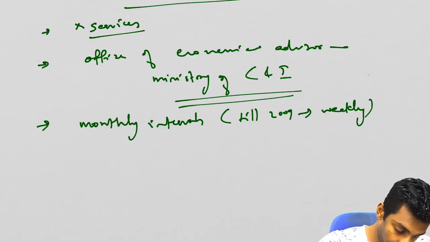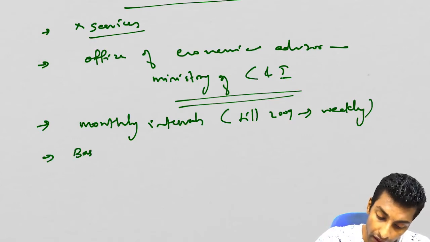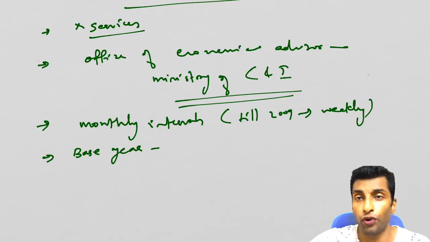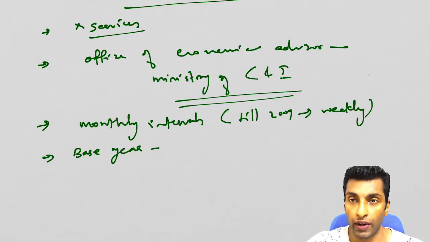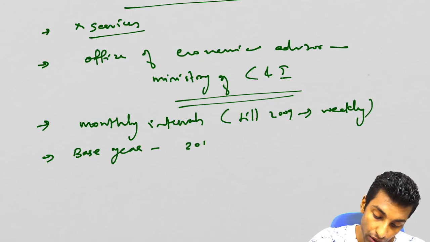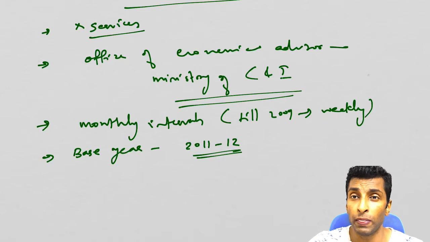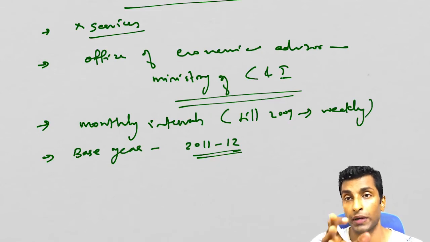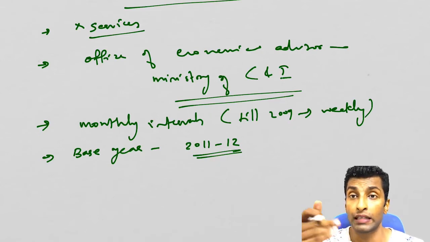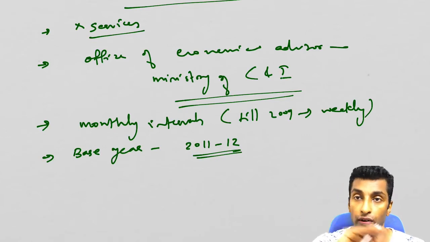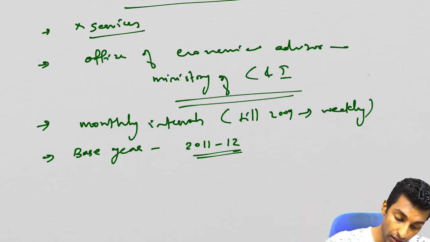Okay, what is the base year? The base year was 2004-05 and it was changed to 2011-12 in 2017. So 2011-12 is the base year of the wholesale price index. Now, just like when we discussed national income, I told you about GDP at constant prices and current prices. Constant price means base year price. So base year price is calculated on the basis of 2011-12. The base year for GDP measurement is also 2011-12, here also 2011-12.